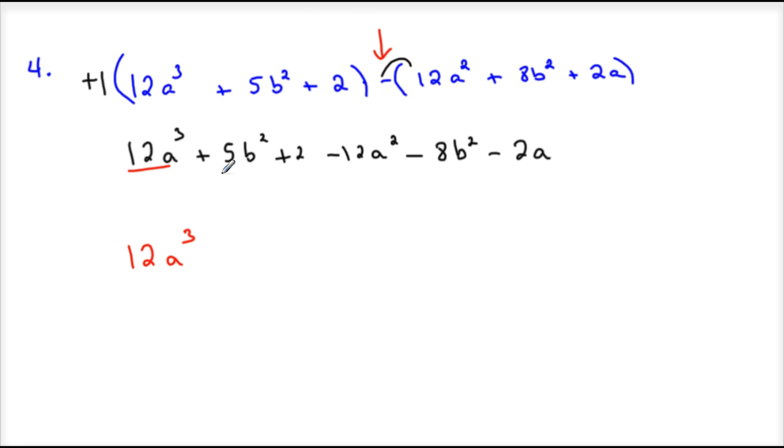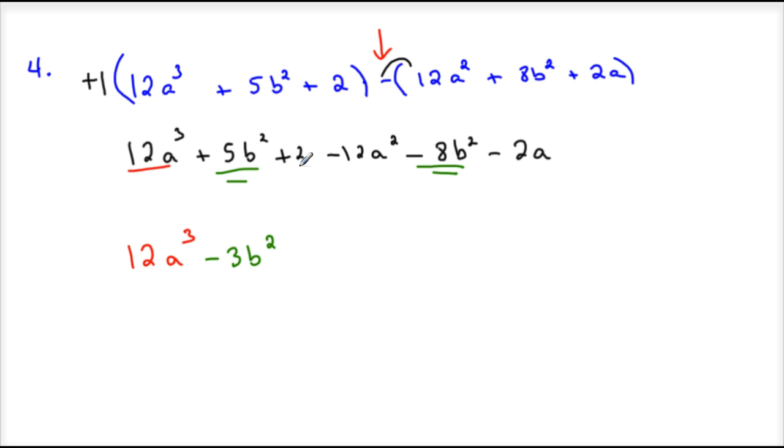My next term here is 5b squared. Do I have another term with a b squared? Well, in this case I do. Here's my negative 8b squared. So these two are like terms. So I have positive 5 minus 8b squared, so I have negative 3b squared.